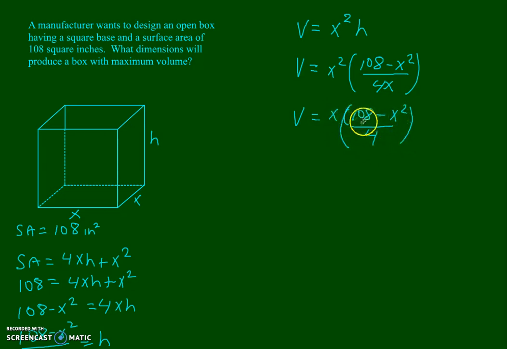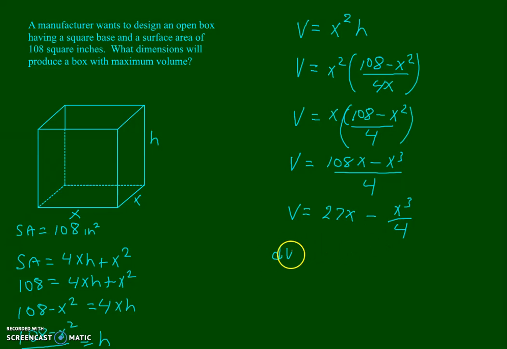Now let's go ahead and multiply through. Volume equals 108x minus x to the third over 4. So let's do one more simplification for differentiation purposes. We're going to separate this fraction out. 108 divided by 4 is 27x minus x to the third over 4. Now we can go ahead and differentiate this because we're all in terms of x and they're relatively simple operations.